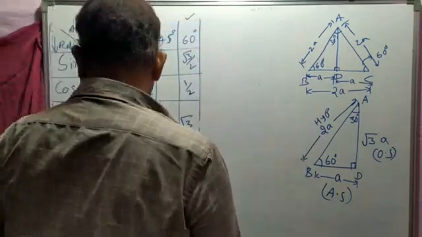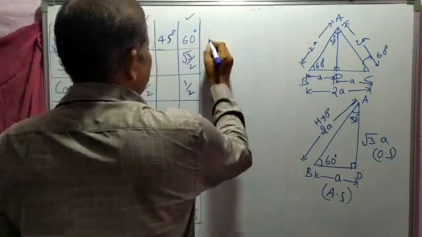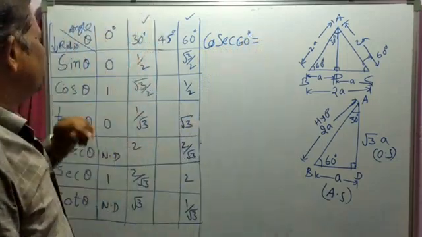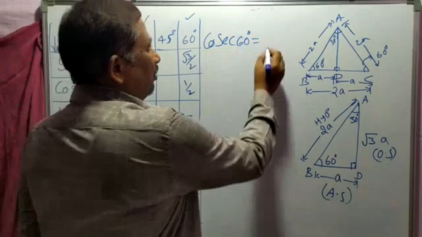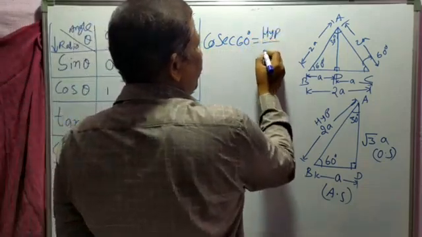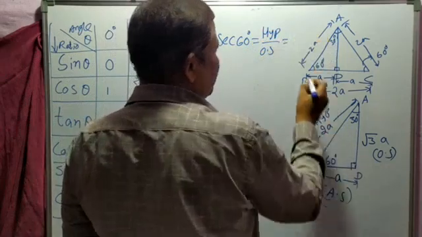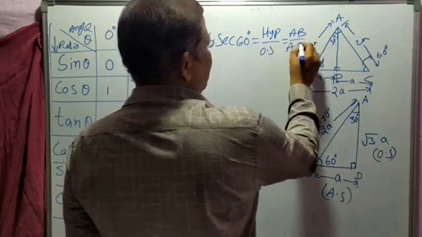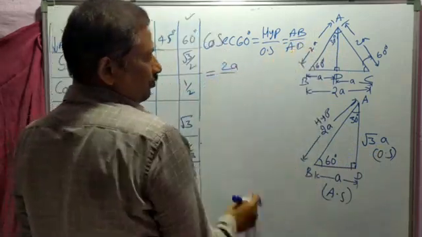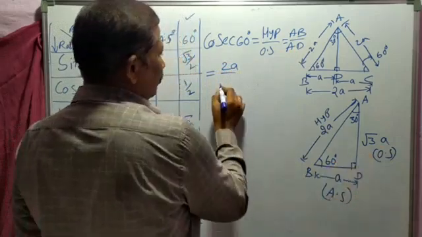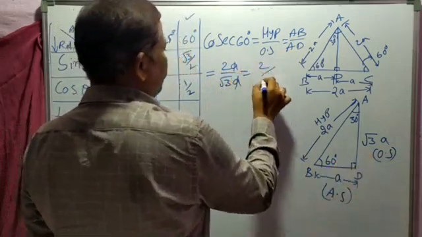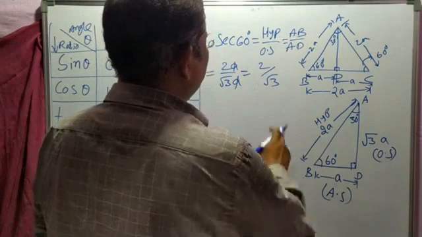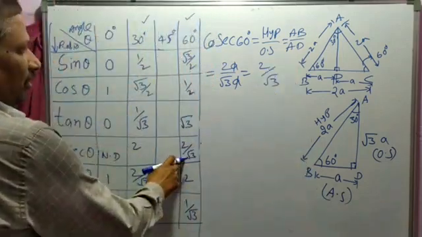Next, cosecant 60 degrees. It is the reciprocal of sine: hypotenuse by opposite side. So the hypotenuse is AB and the opposite side is AD. AB value is 2A and AD is root 3A. A gets cancelled, 2 by root 3. We already got this now.